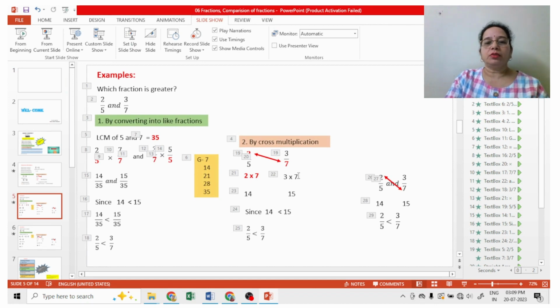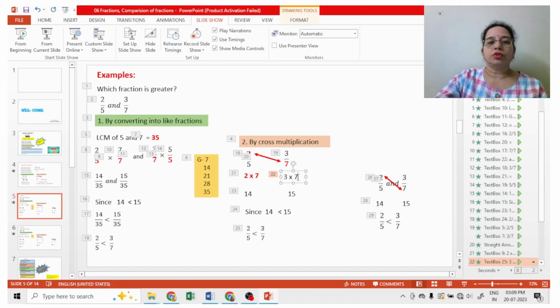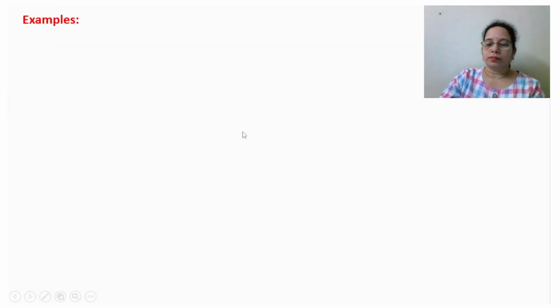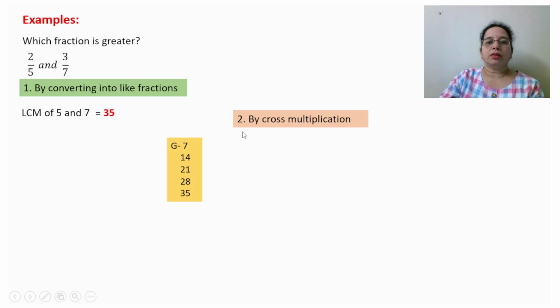It should be 3 into 5. So 3 5s are 15. Okay. Yeah, just a minute.